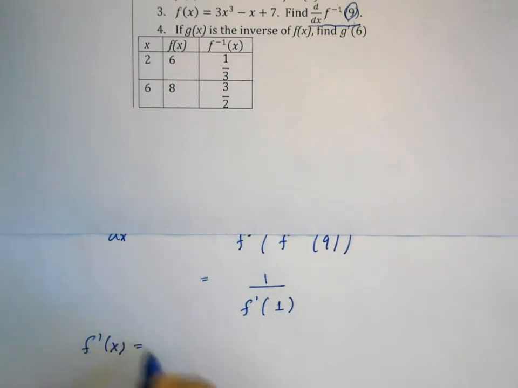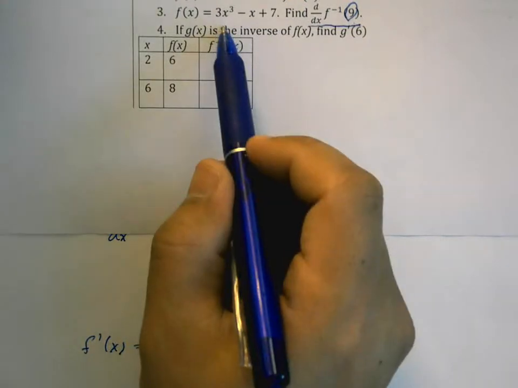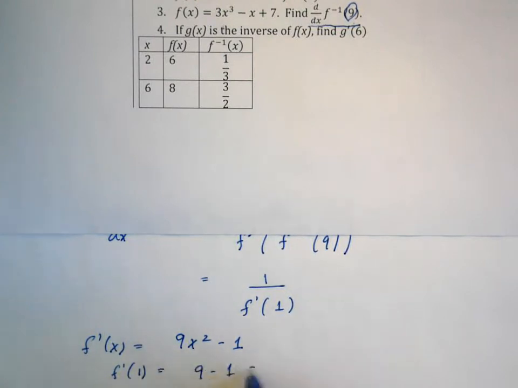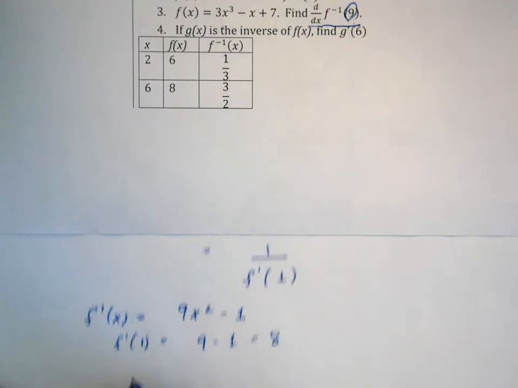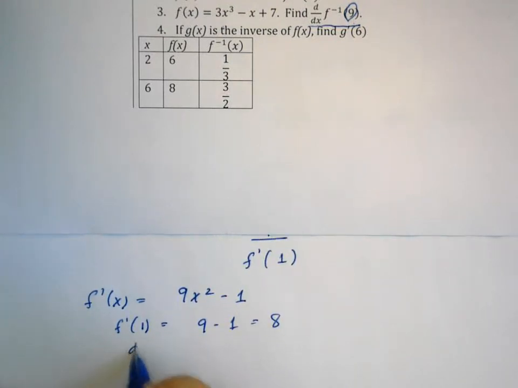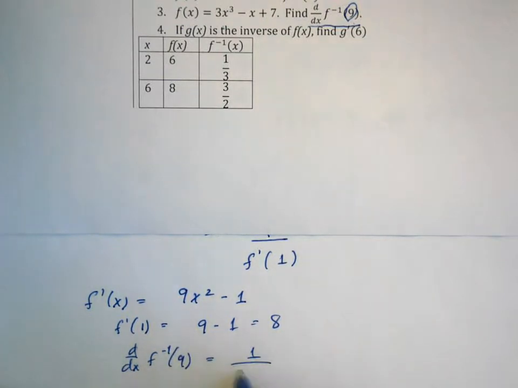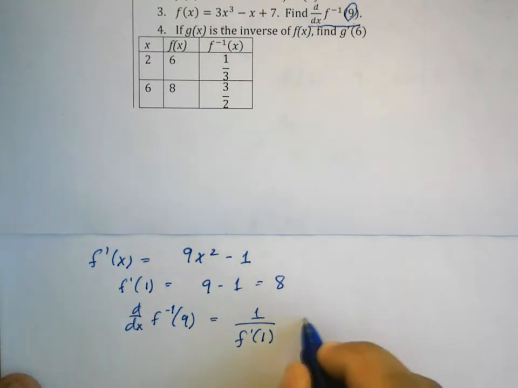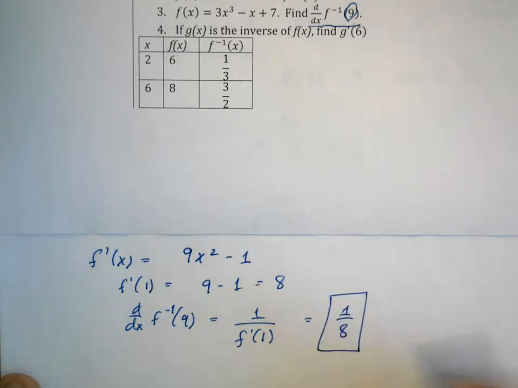Well, f prime of x, this is simple to do because this is a polynomial function. So that is 9x squared minus 1, and f prime of 1 then is equal to 9 minus 1, which is equal to 8. So that means the derivative of f inverse at 9 is equal to 1 over the derivative of f at 1. Sorry, I keep writing off the screen here. Which is 1/8. And that is our final answer.